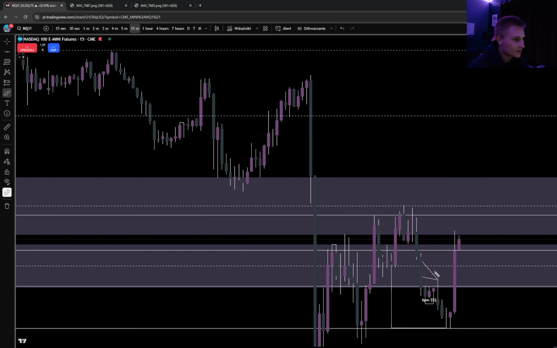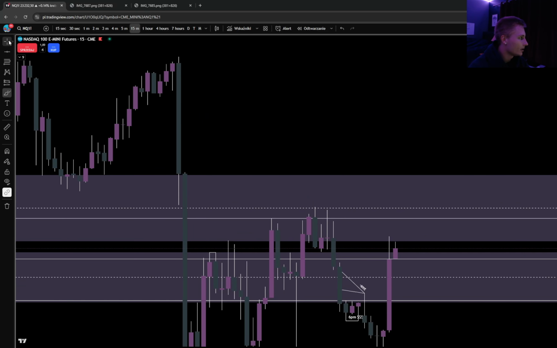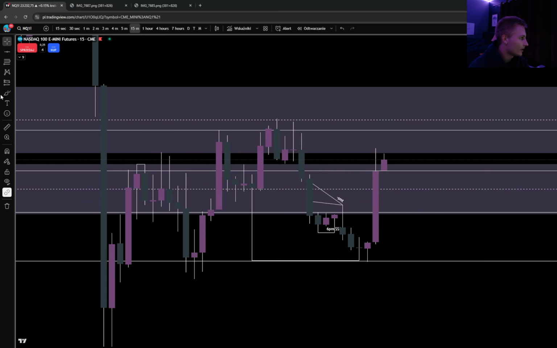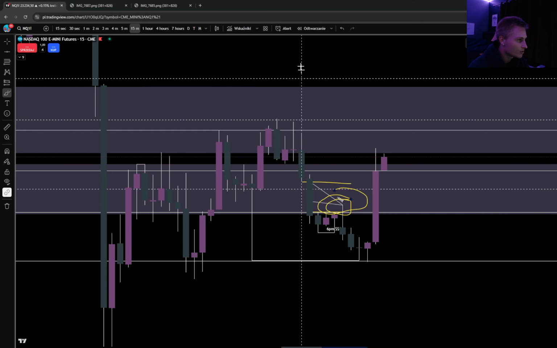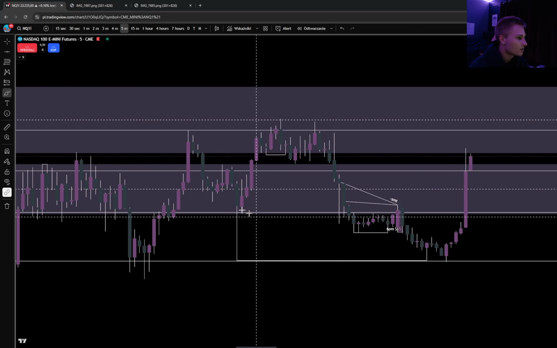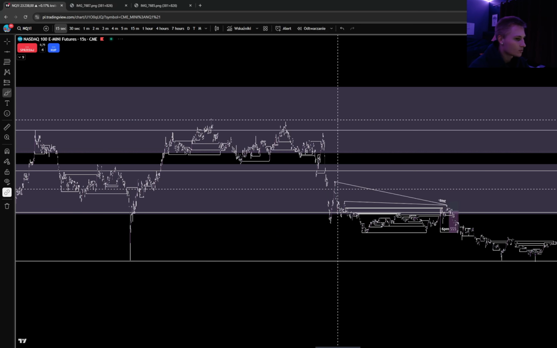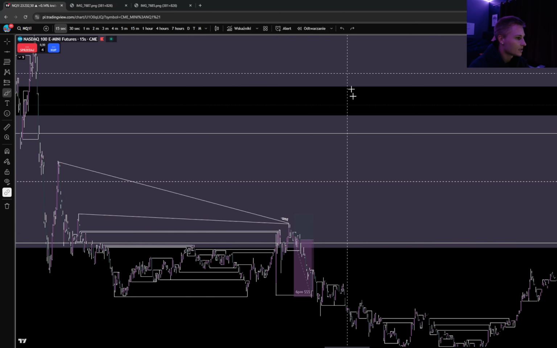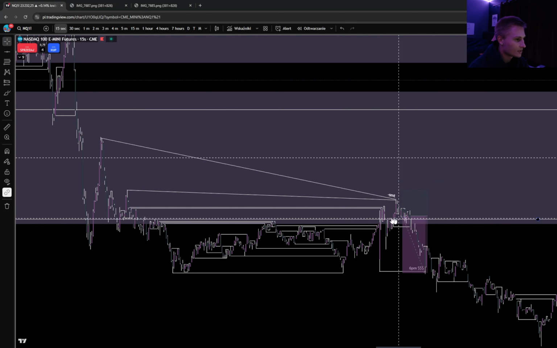Looking at the 15, once Asia opened up, we had an unfilled 15-minute fair value gap right here, which we rebalanced right there. It was an unfilled gap there. Price never tapped into it. Once we tapped into it, you can see the reaction that we had. We also already had an SMT put in, so that gave me really strong confidence. Once we basically had that SMT in, Asia open, rebalanced that 15-minute unfilled gap.